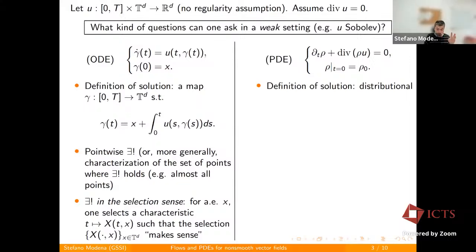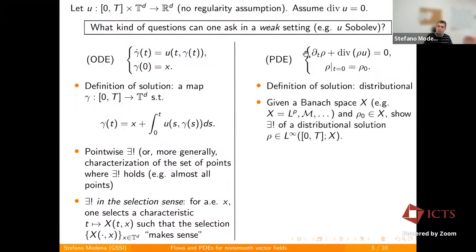And then, once we have the notion of solution, again, what kind of questions can we ask? So what is the question we can pose? How can we phrase the question? We can phrase the question in this way. So assume that we have some Banach space, capital X. For instance, this capital X can be some L^p space, the space of Radon measures, or some other space, whatever. So we have some reasonable Banach space. We have an initial datum, so an initial density, which belongs to this Banach space. And then we ask whether there exists a unique distributional solution, ρ, which stays at any time t in this Banach space X uniformly in time.